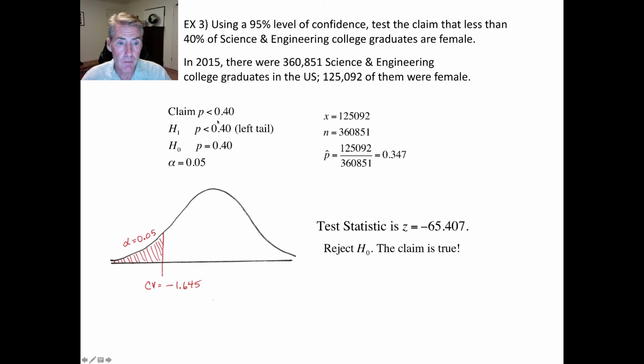And the claim said it was going to be less than 40%. Yep, that's less than 40%. Also, when this lands to the left of the critical value, that means that the less than is true because it's landing to the left.